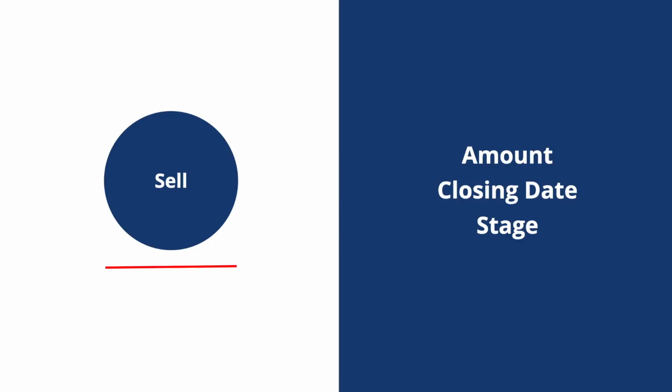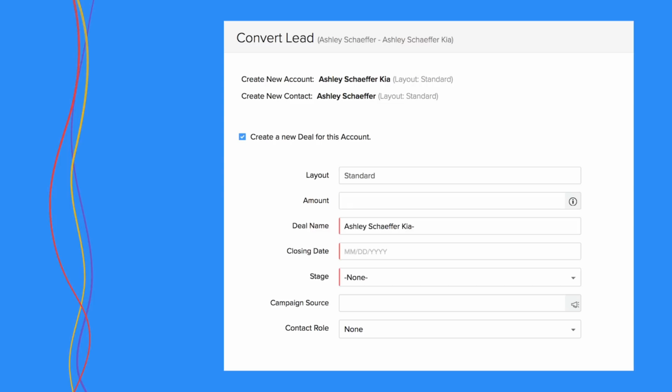So you can ignore amount and closing date if you do not need it. So again, you saw me doing that as I converted the lead. I was entering a few of those key fields. Also, any other field that you have set as required in the deals module would show up on that conversion screen and tell them that it's required as well.